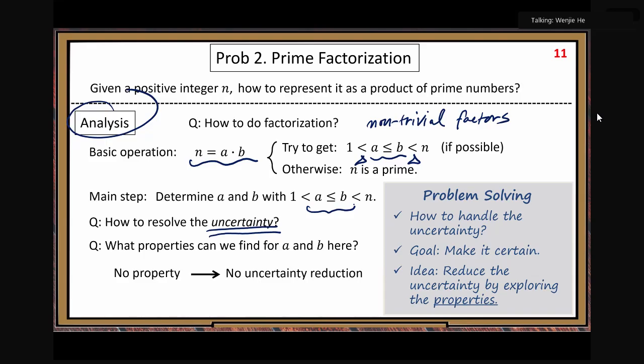No uncertainty reduction. You need to consider all the cases, okay? And you need to try all the possibilities. Because no reduction, then you need to exhaust all the possibilities. You cannot miss anyone, right? But if you can reduce uncertainty to some level, then you don't need to exhaust all the possibilities, right? Then you can do much less work because you reduce the uncertainty. Make it more certain, you can do less work. So that's the point.